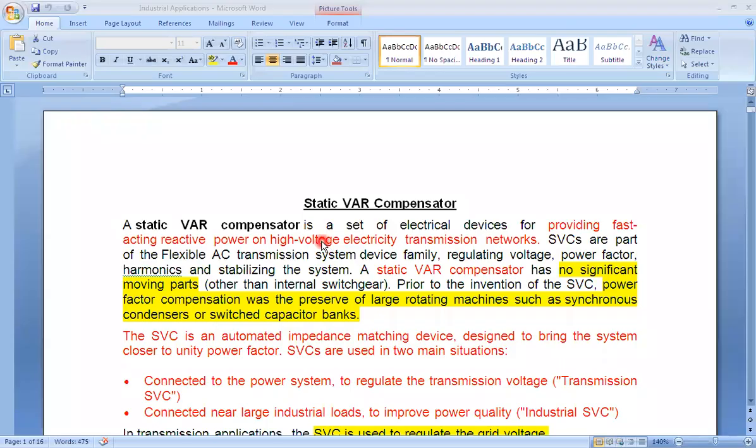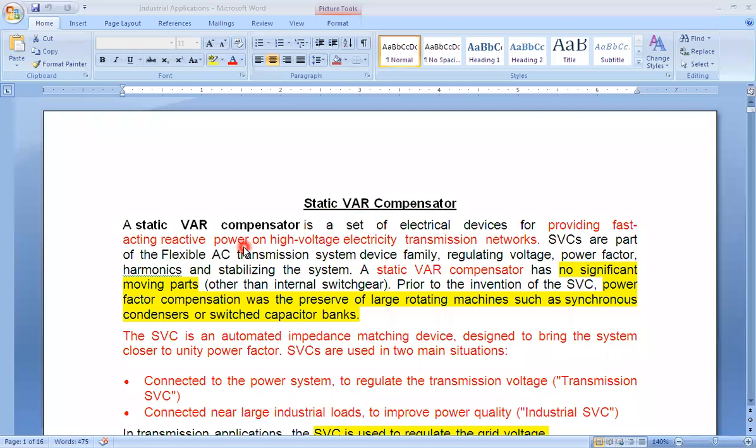Hello friends, today we will discuss industrial application of power electronics devices. So the first application, which is widely used in our flexible AC transmission system, that is the high voltage AC transmission system, is the static volt ampere reactive compensator, or reactive power compensator.